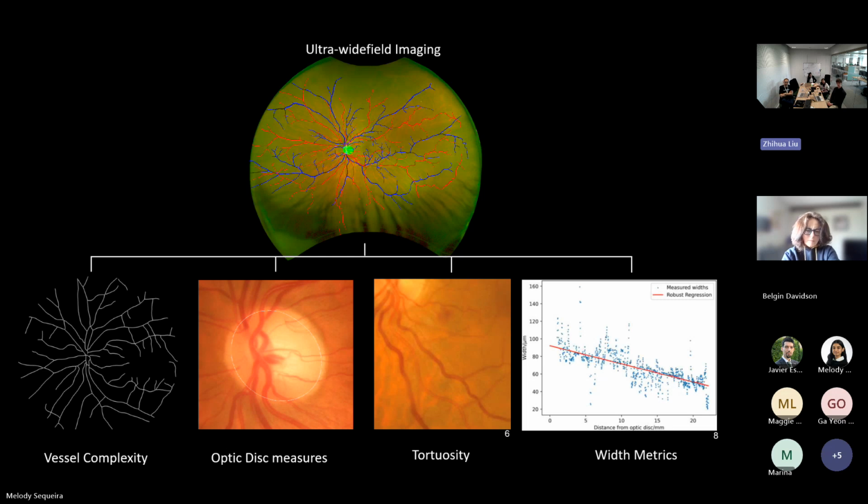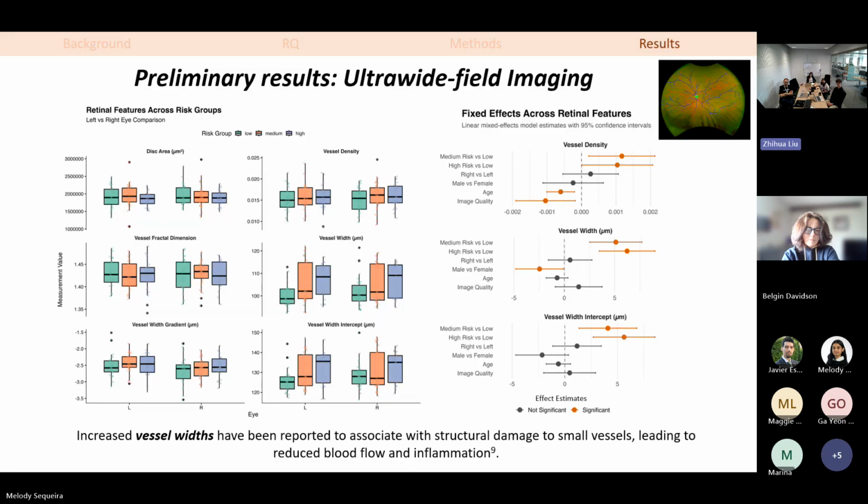And width metrics, which is another quite interesting one, looks at how the vessel widths change as you go from the optic disc to the periphery. And this is quite a good metric, especially for ultra-wide field imaging, because it takes advantage of the peripheral view that we have in these images. After doing that, we get 6 metrics from these 4 principal component analyses.